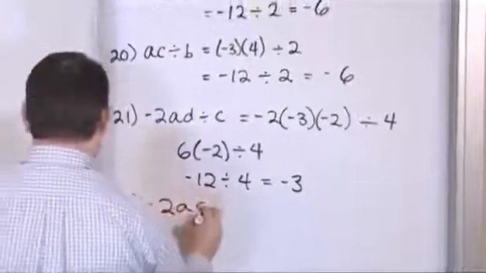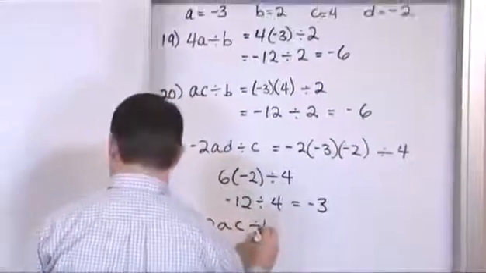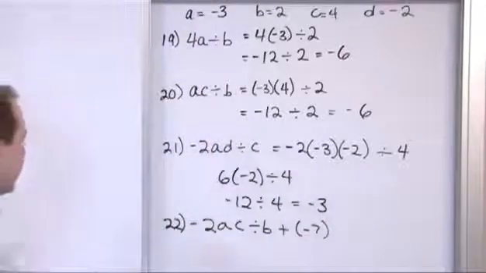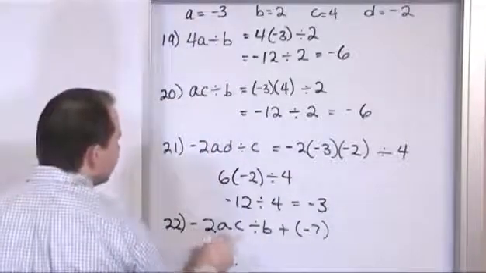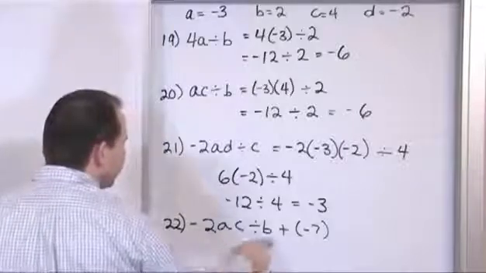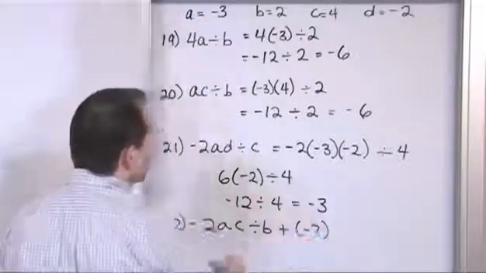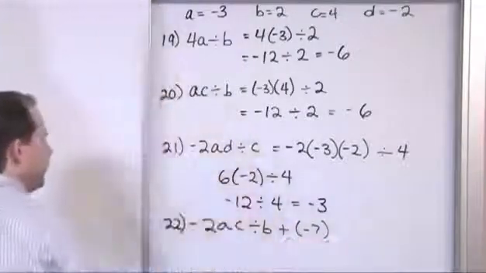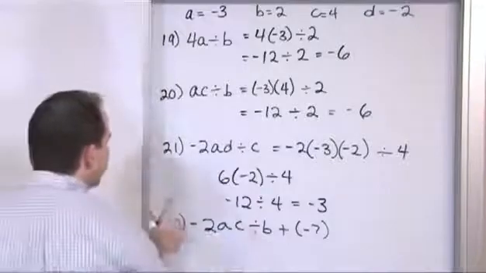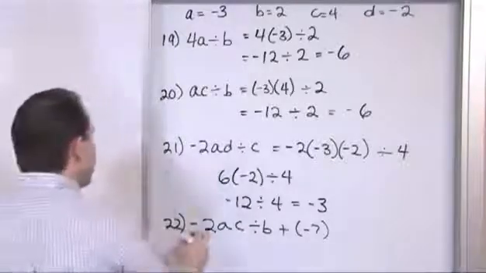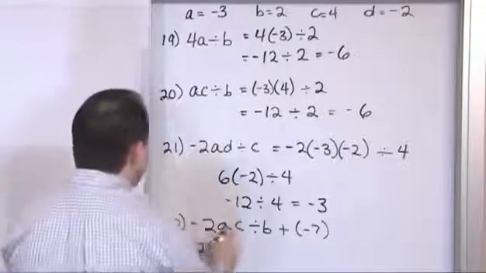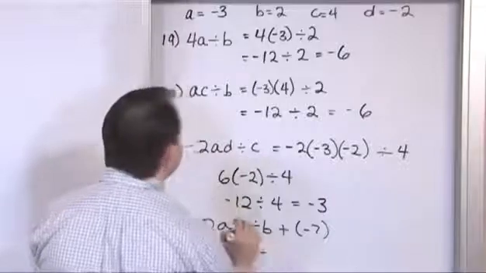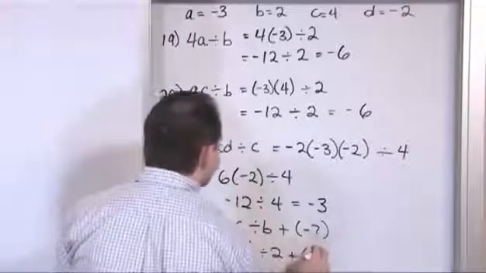-2 times a times c divided by b plus -7. So you see what we have here: multiplication, -2 times a times c, divided by b, so multiplication and division, and then plus -7. And so you have this plus here. This is going to be the very last thing you do because multiplication and division always come first. So let's plug in what we know. -2 times a, which is -3, times c, which is 4, divided by b, which is 2, plus -7.